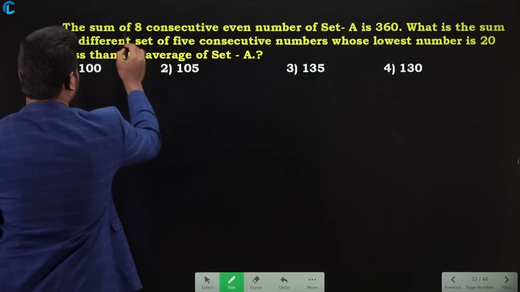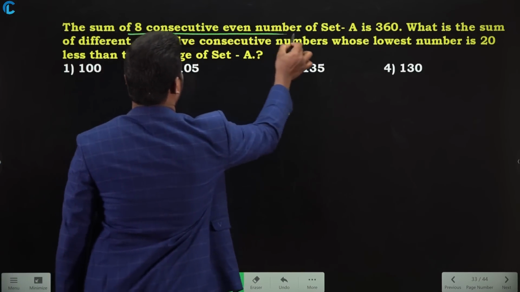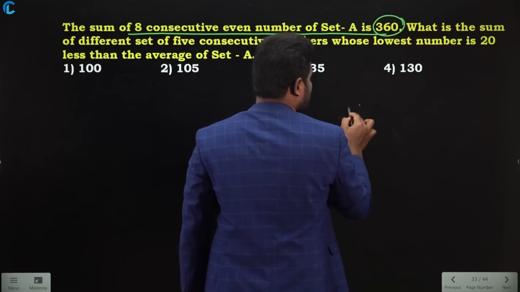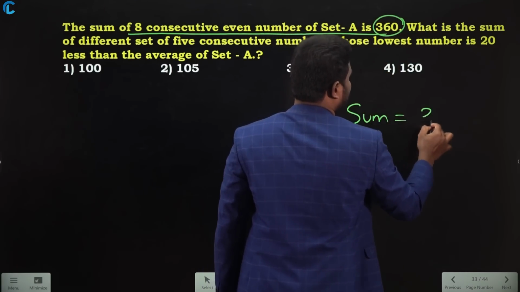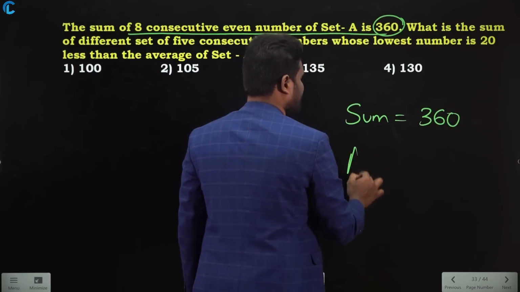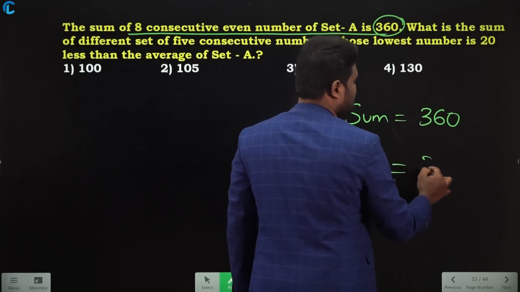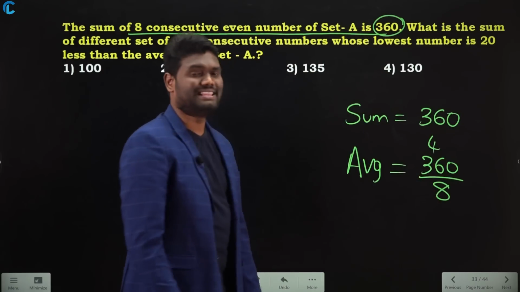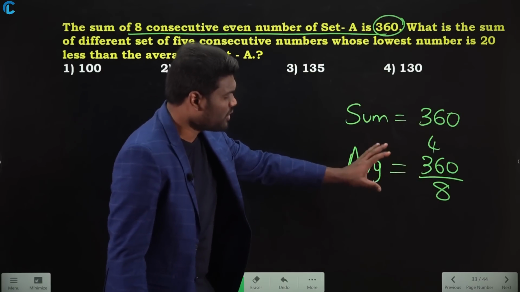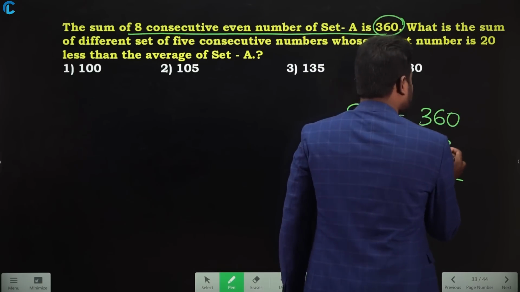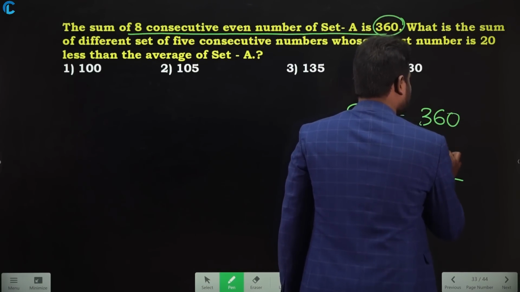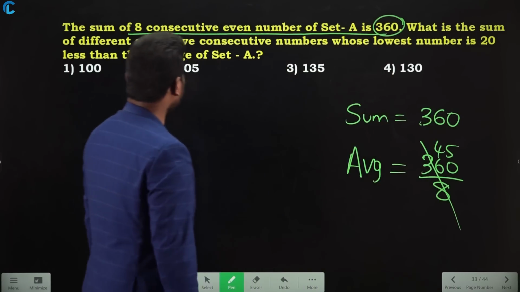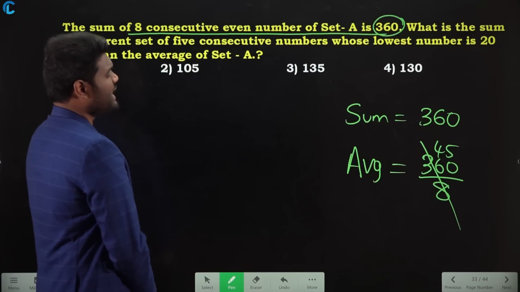Okay, it is said that the sum of 8 consecutive even numbers of set A is 360. Look here, for 8 numbers, the sum is 360. If the sum is 360, what is the average? Average is nothing but 360 by 8. Now 8 times 40 is 320. Then you are left with 40 more. 8 times 5 is 40, which means 360 gets covered. How many times? 45 times. Which means the average of 8 consecutive even numbers is 45.